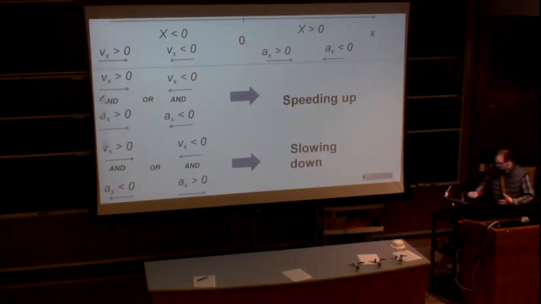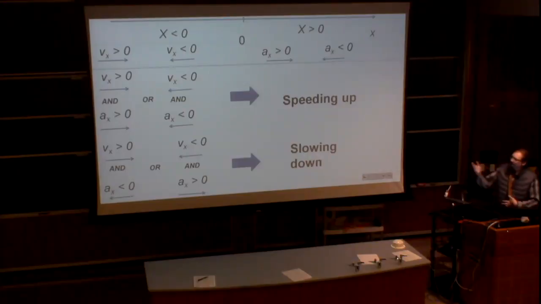So, of course, we have only a finite number of combinations. This slide shows all possible combinations. Velocity may be positive or negative. Acceleration may be positive or negative. So positive velocity, positive acceleration; positive velocity, negative acceleration; negative velocity, positive acceleration; negative velocity, negative acceleration. That's it, done. All possible options.